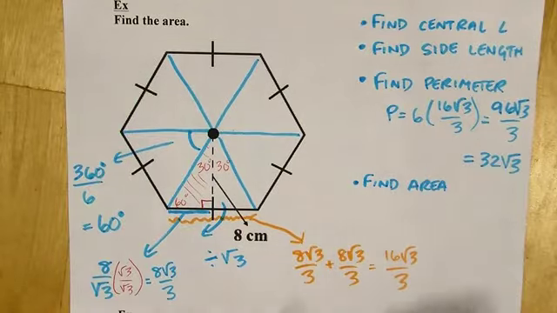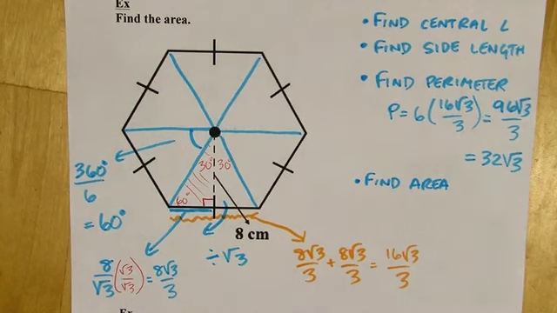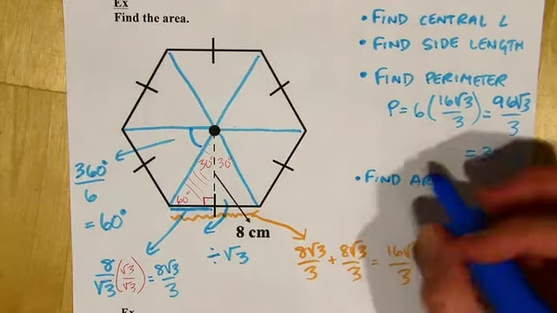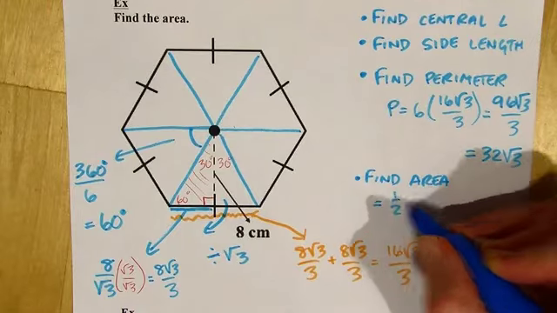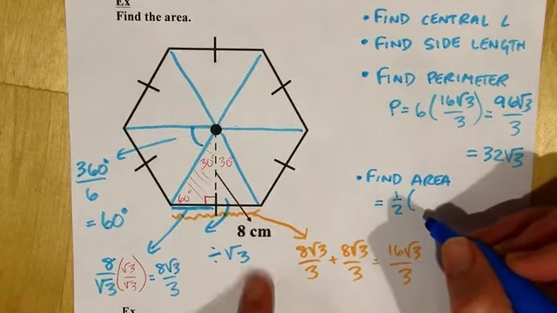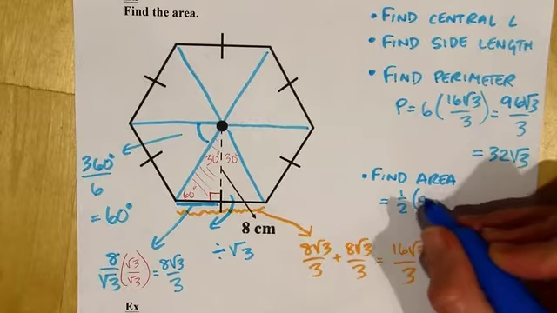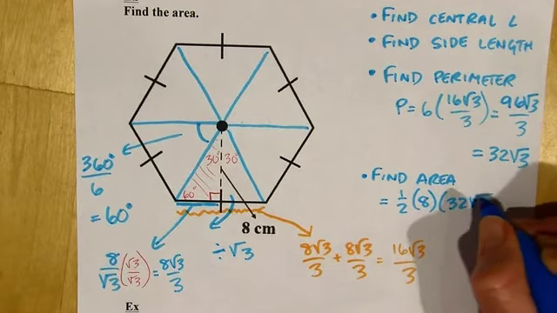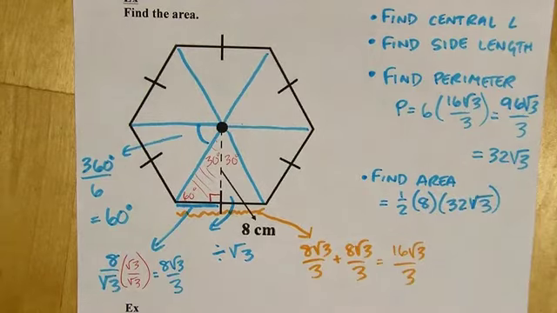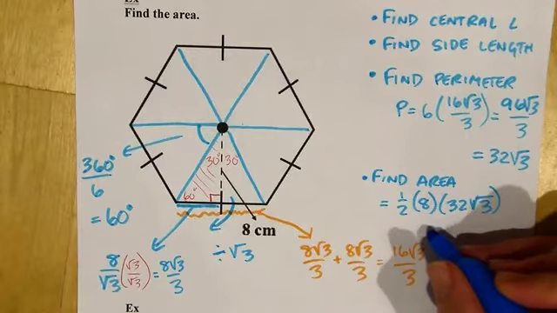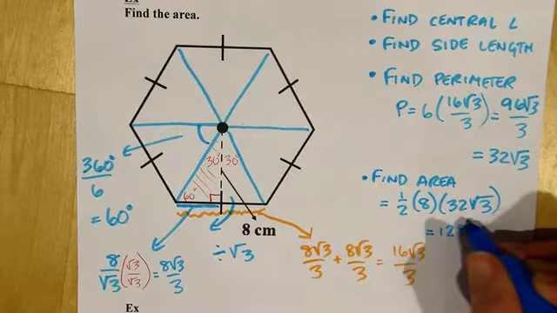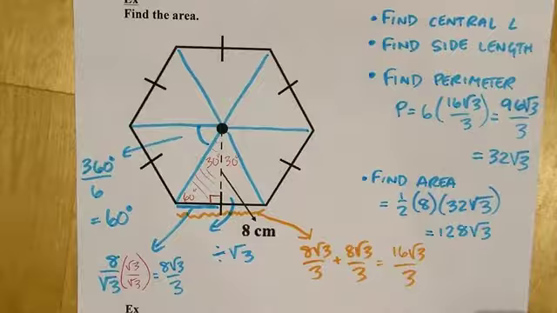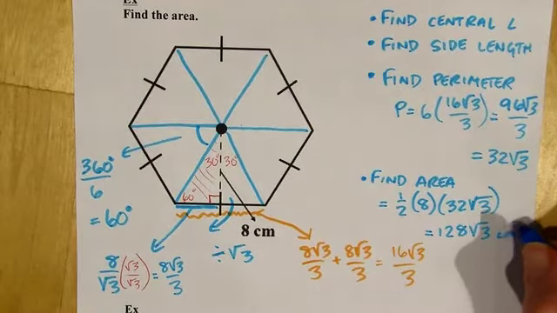Because I can use that perimeter. That formula I have. I've got the apothem already. I found the perimeter. So this is going to equal 1/2 of the apothem, which is 8, that was given in the beginning, times the perimeter, which is 32 root 3. Okay, so 4 times 32 is 128. Okay, you could leave it like this. It would be that many square centimeters.